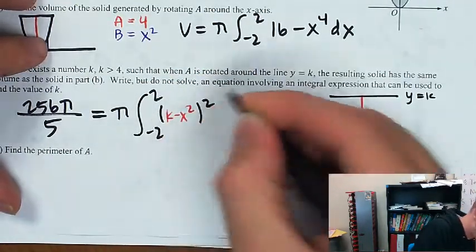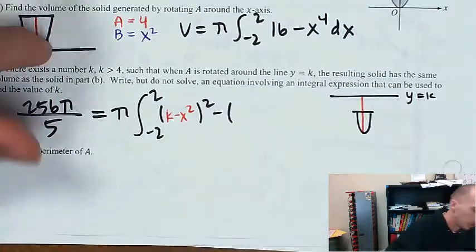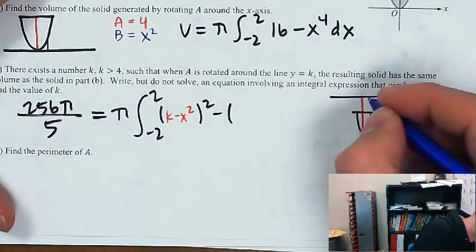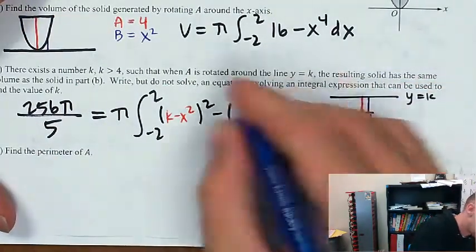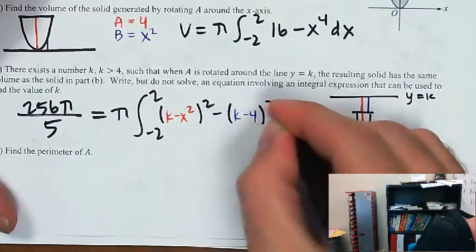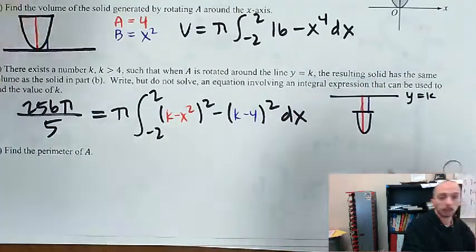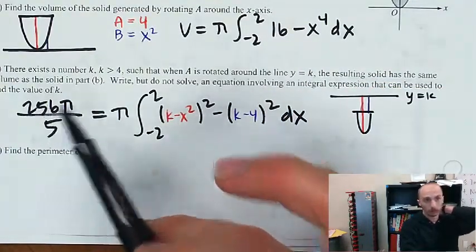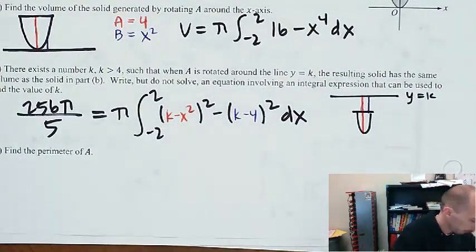And I'm kind of running out of room here, so I'm just going to do this all at once. My small radius is going to be k minus 4, top minus bottom. k minus 4 squared dx. Okay, and that's the volume integral. That's what the result is supposed to be.